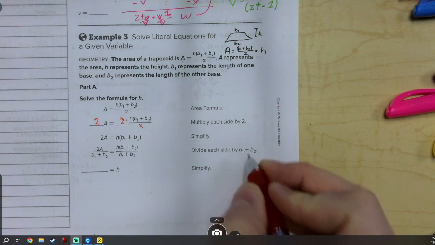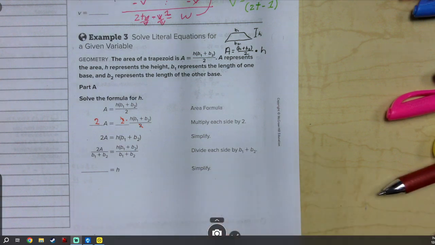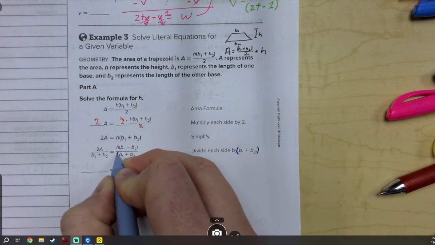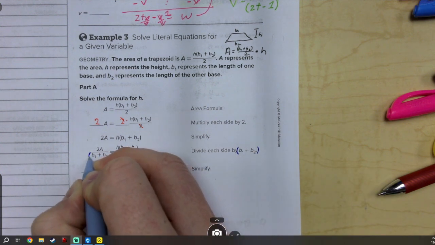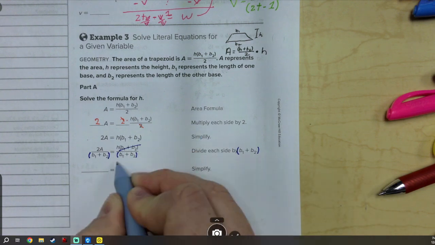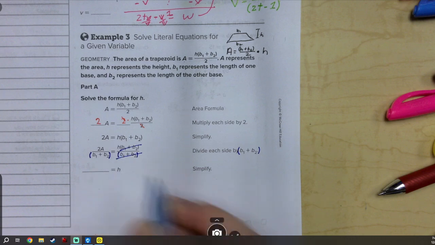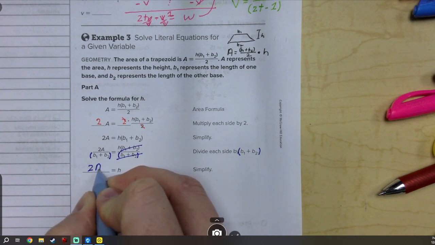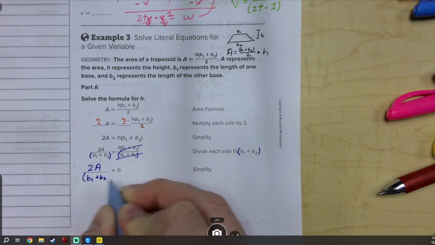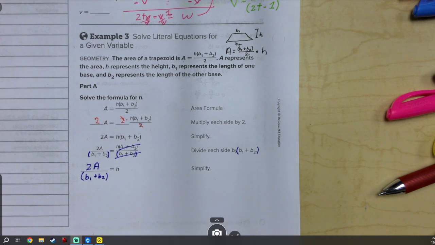So we're going to divide both sides by the quantity B1 plus B2. Remember, the parentheses let us use this as a number. So that cancels out over there, leaving H, and we have 2A over B1 plus B2. So if we know the area and we know the two different bases, we set up this formula and it'll tell us the height.